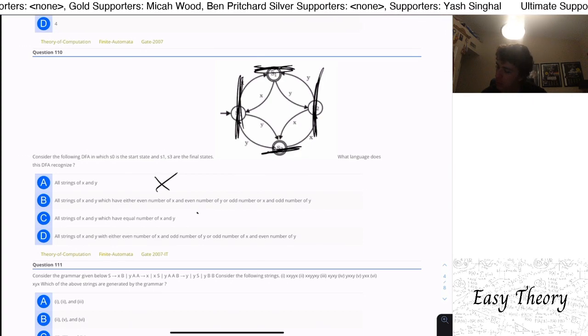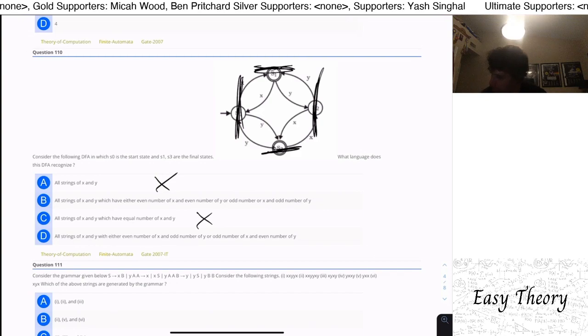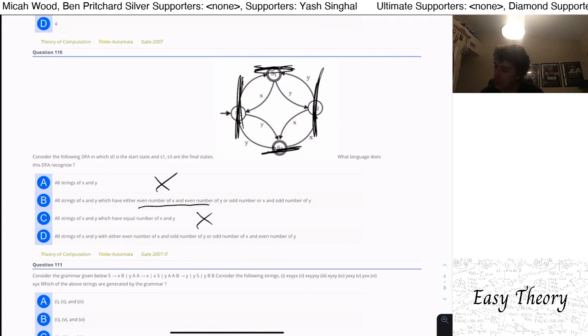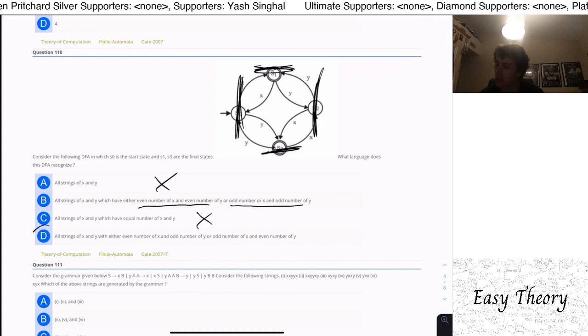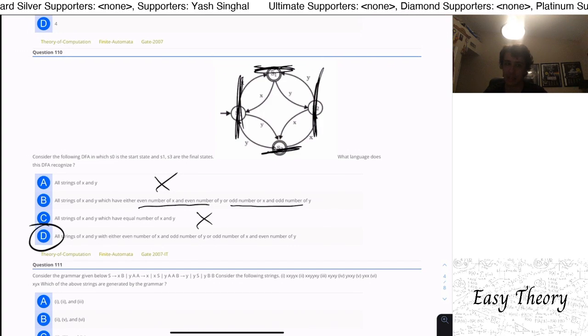Equal number of X and Y, that's definitely not true. Even number. Okay, so this is even plus even, or an odd plus an odd, which is always even. But we want to be in the odd states, so it's D, it's going to be the answer here.